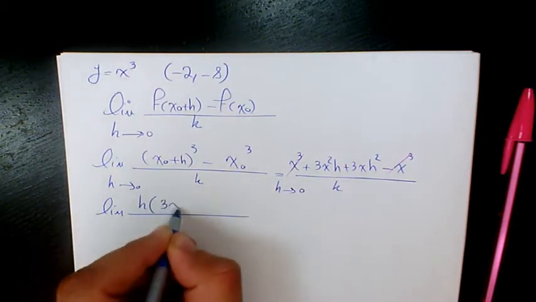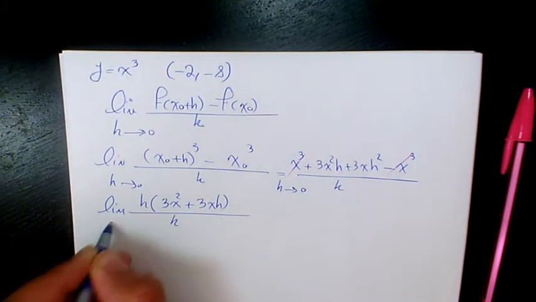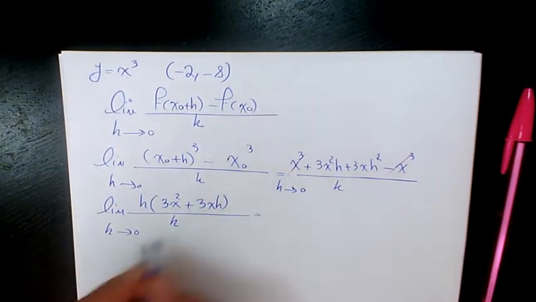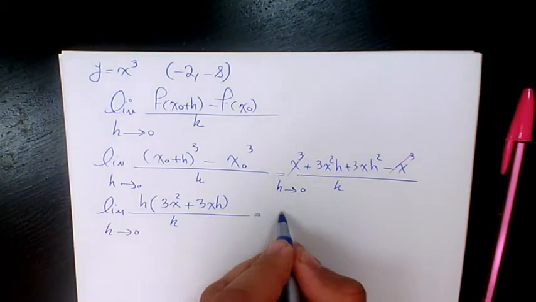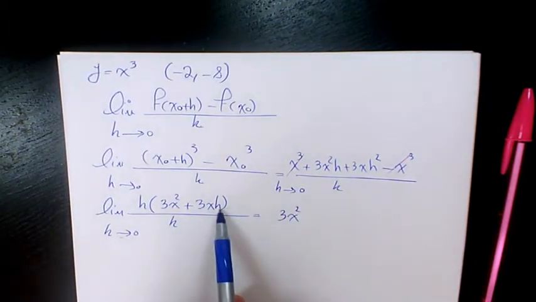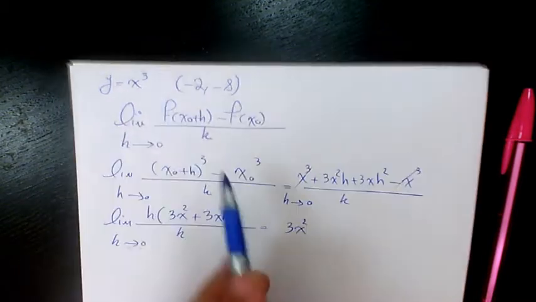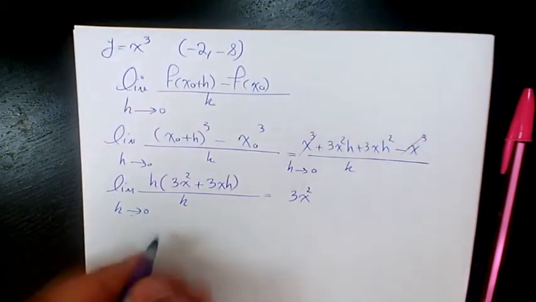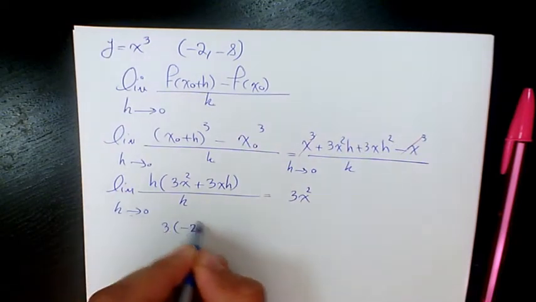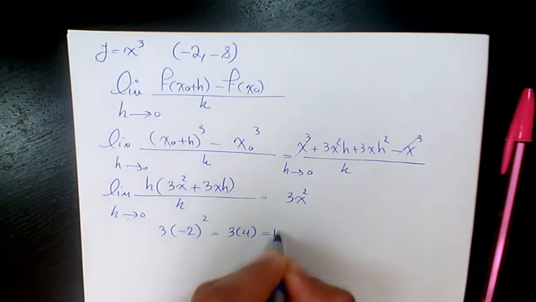It's going to be h times (3x squared plus 3xh plus h squared) divided by h when h approaches 0. So h and h cancel out, and we're going to have 3x squared. And since h is going towards 0, the other parts are going to be 0 as well. So the answer is going to be 3x squared. We need to find it at this point, so it's going to be 3 times negative 2 to the power of 2. That's going to be 3 times 4, and it's 12.